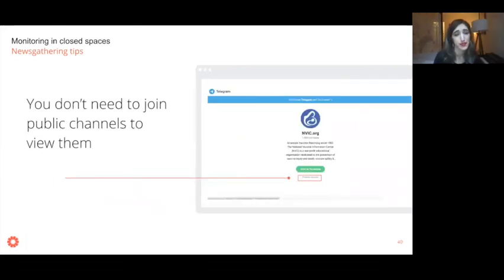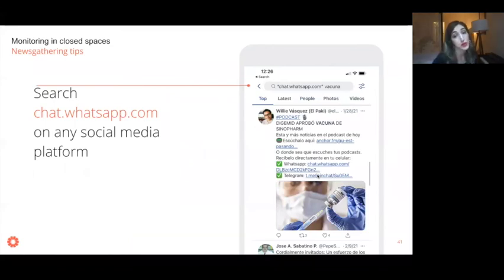The thing that's great about this is that you don't actually need to join the channels to view them. Telegram gives you the option of previewing channels, so you just have to know to look out for that little option. You can also search for WhatsApp group invites, and you can do this by typing in chat.whatsapp.com and your keywords. So here we have vacuna, which of course is the Spanish word for vaccine. Google doesn't index these URLs for privacy reasons, but you can search them on Twitter or Facebook or Reddit, and you will find results.